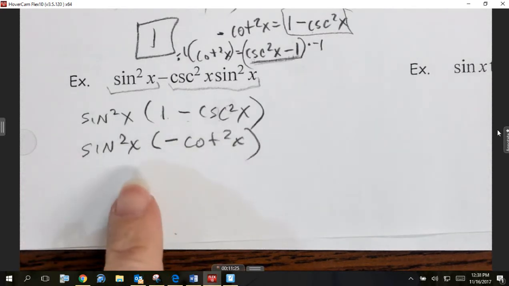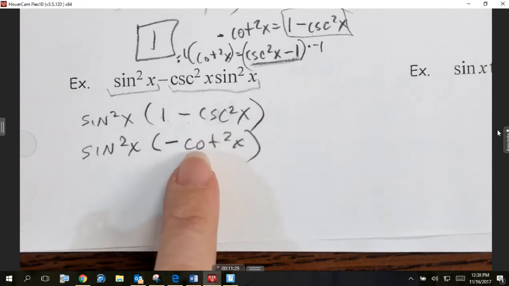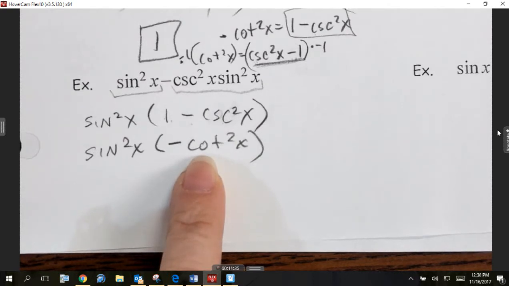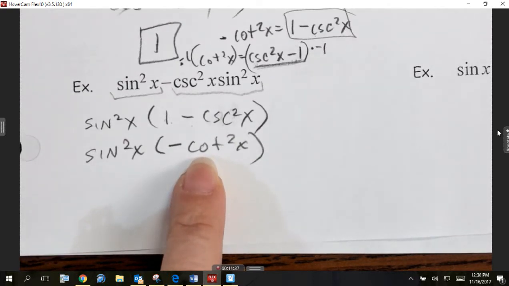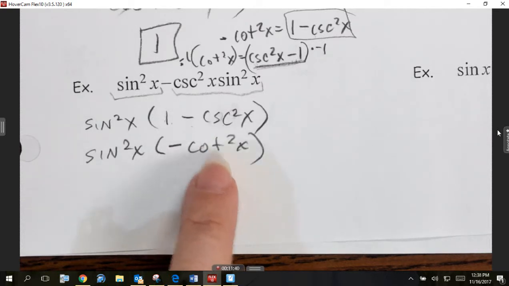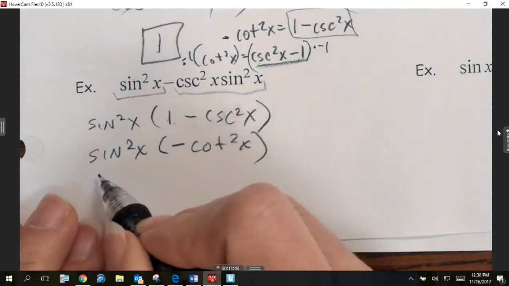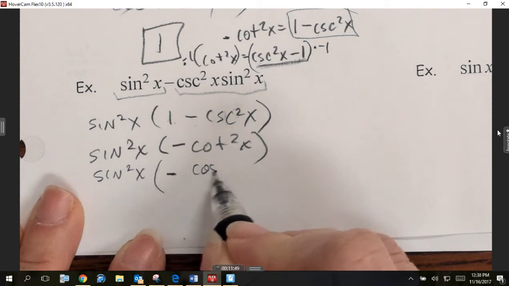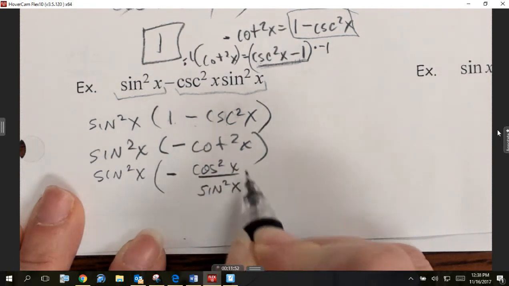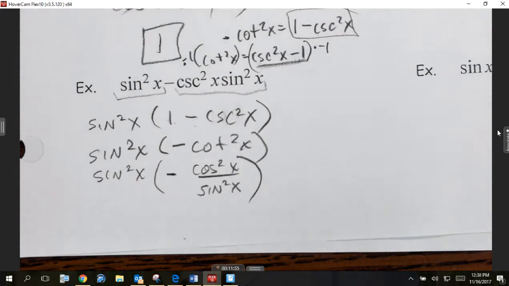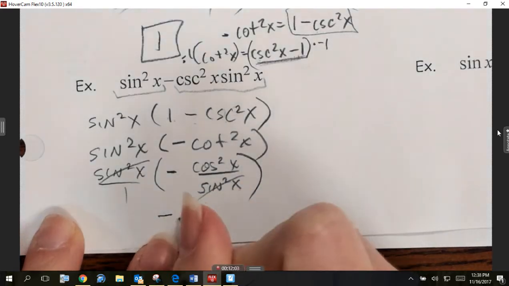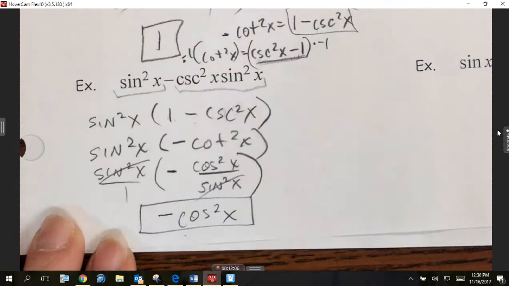Still need to multiply these together. It's got one less term over here now, so we're getting closer. Any ideas what I should do? Christian? Change it? So it's still negative, but now we have negative cosine squared x over sine squared x. Why would we want to change that? Oh, because the signs cancel. And we get negative cosine squared x as a simplified version.